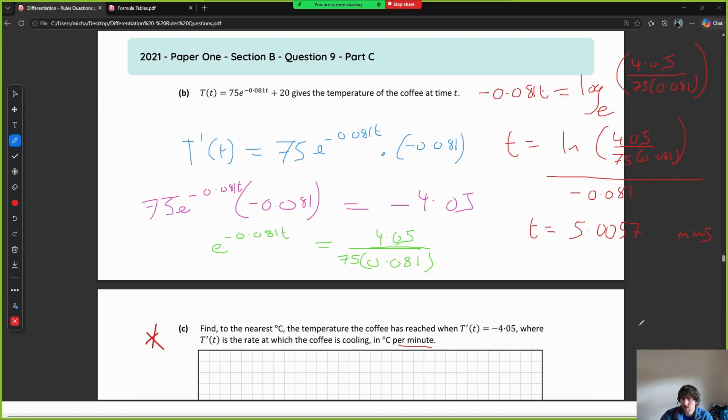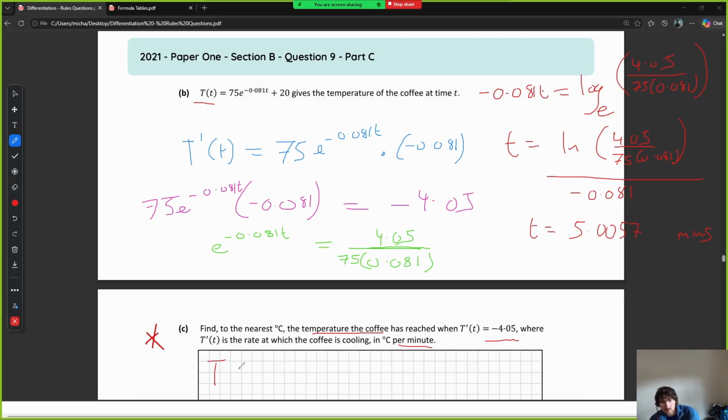Because this is a state exam. Now that's not actually what we want, okay? That's just the time when this rate happens. So what we're actually looking for is, to the nearest degree Celsius, the temperature of the coffee when it's reached this. So we've got to actually know that what we're looking for is a big T here. And the way we get that big T is by putting this in. So we put that time into the original function.